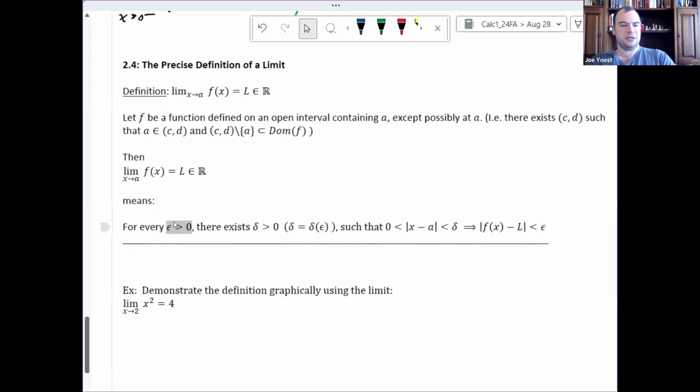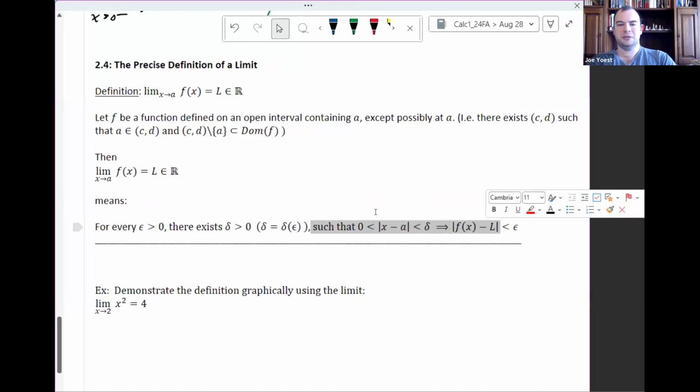So for every epsilon bigger than 0, there exists a delta bigger than 0. We can find a value of delta for which the following is true. So given epsilon, we can find delta. That means delta can be, and typically is, a function of epsilon. Given epsilon, we can find a delta. That delta is typically going to depend on which value of epsilon you choose. So for every epsilon bigger than 0, there exists a delta bigger than 0 such that the following is true.